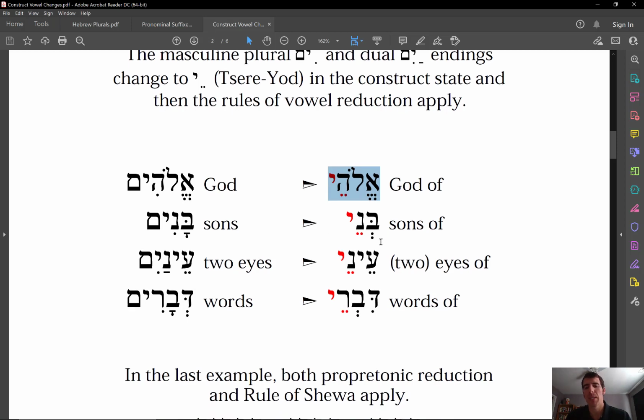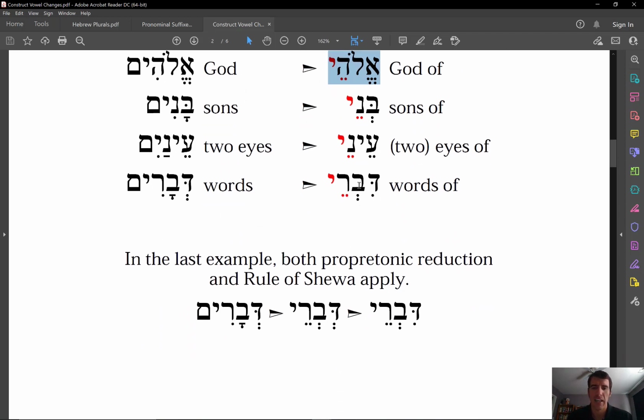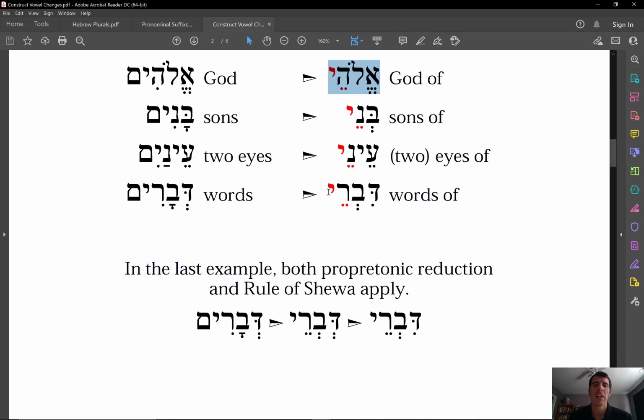So banim becomes bene. So hopefully as you're doing your homework, you're able to look up these things and identify this: tsere yod is an important ending for the masculine construct.